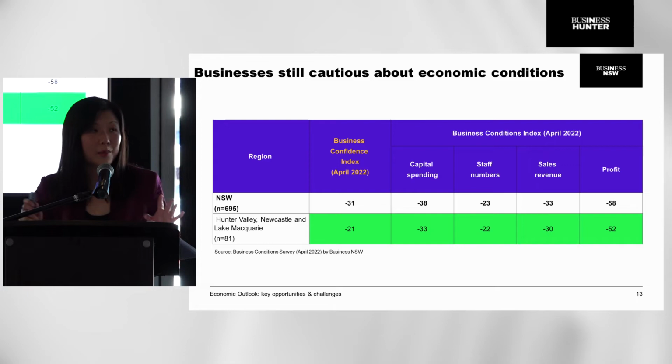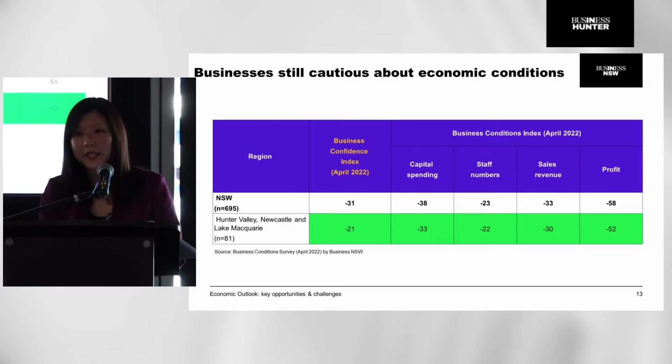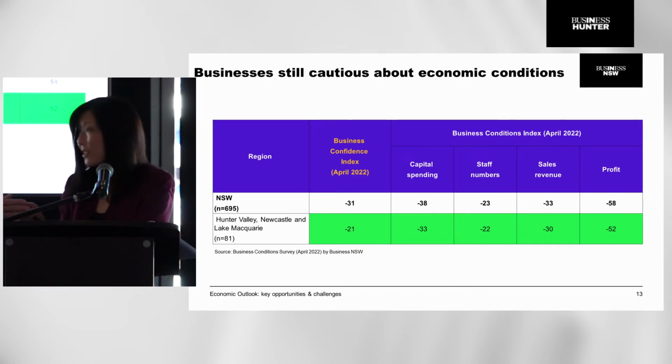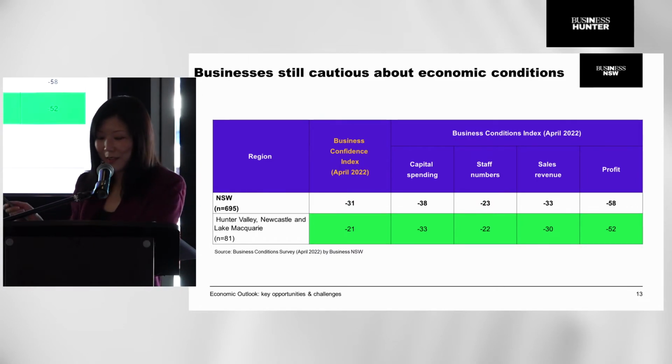When I present this table, normally you see a lot of red and green cells. I use red to highlight the performances that are below state average, and green are the ones that are above state average. So I think one positive observation for this audience today is that businesses in the Hunter region are less pessimistic than the state average across all of these measures.